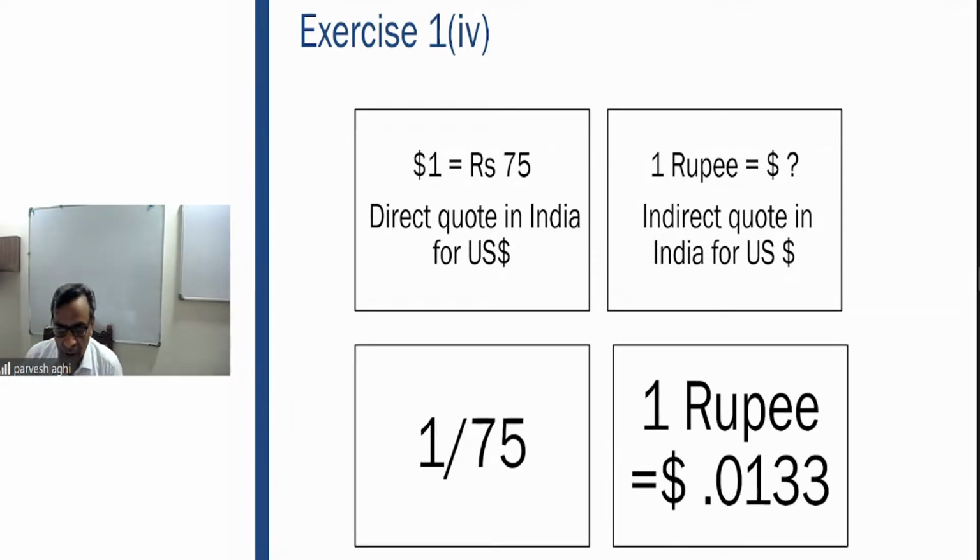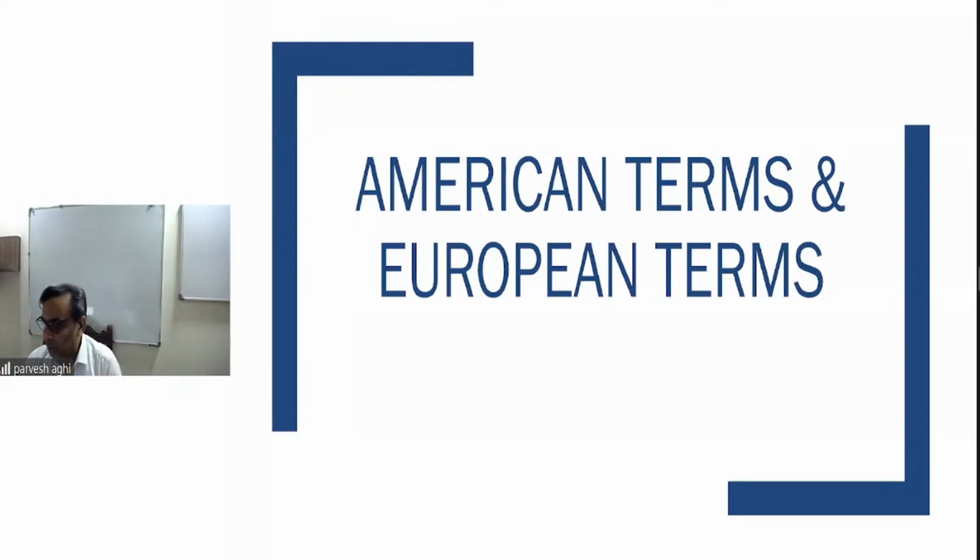Okay. Yeah. So Central Raw has done it well. 1 rupee is equal to so many dollars. Yeah, absolutely right. So now we move on to another basic concept: American terms and European terms. This is a very important concept. The quote can be either in American terms or European terms.